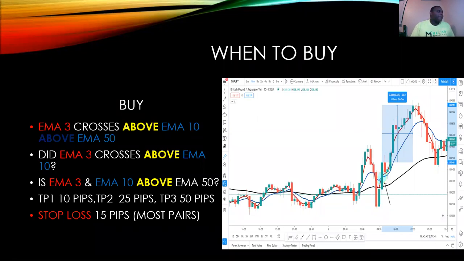So when we look at the chart over here, EMA 3 is the red, EMA 10 is the blue, and EMA 50 is the black. When red crosses above the EMA 10, which is the blue line, above the EMA 50, which is the black, that's the signal to buy. EMA 3 crosses above EMA 10, above EMA 50.